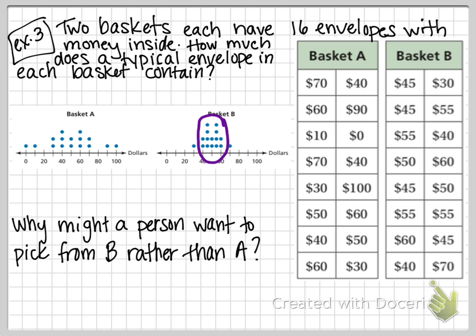All right, so that's what we're asking in this section, is just figuring out distribution, measures of center, variation, and how to discuss data.